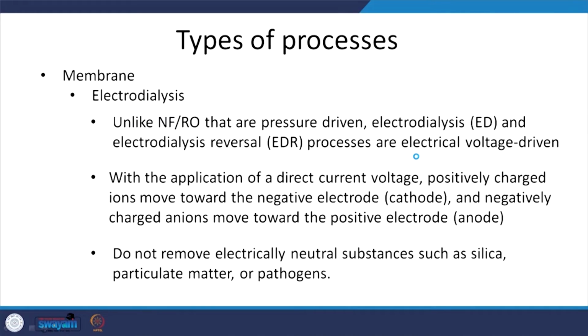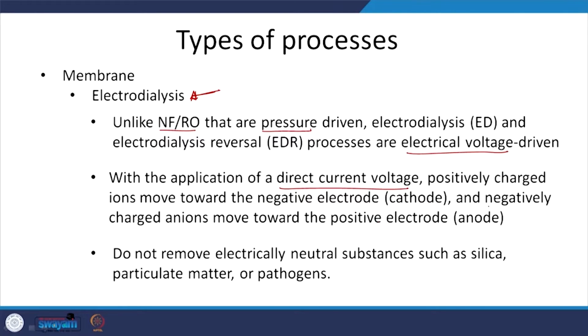So, types of process, and one was distillation. The other one is electrodialysis. You might have heard of dialysis, with respect to kidneys and such. Well, we are trying to mimic that here in a way, but unlike nanofiltration and RO, where the driving force is pressure, here it is electrical voltage. So, that is something to keep in mind. We are going to apply a direct current voltage, and that will bring about a movement in the relevant ions.